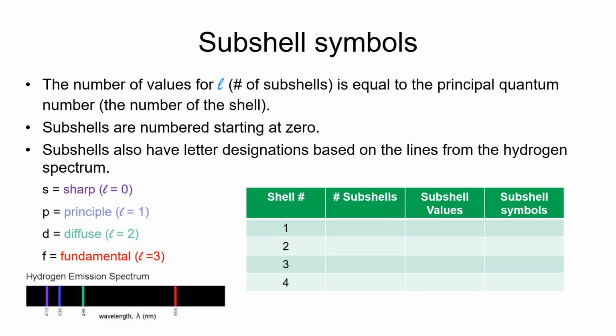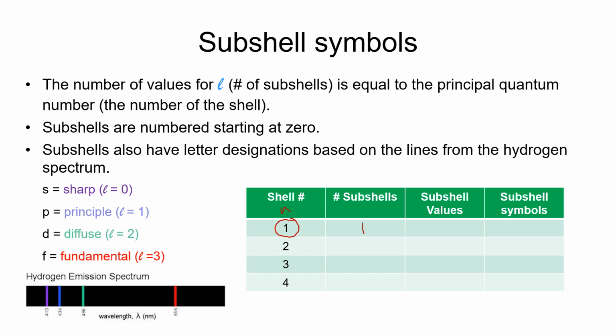Okay, so let's break down a little further all those possibilities for subshells. First of all, the number. So each shell has the same number of subshells as its number. So shell number 1, which is N, number 1, has 1 subshell.